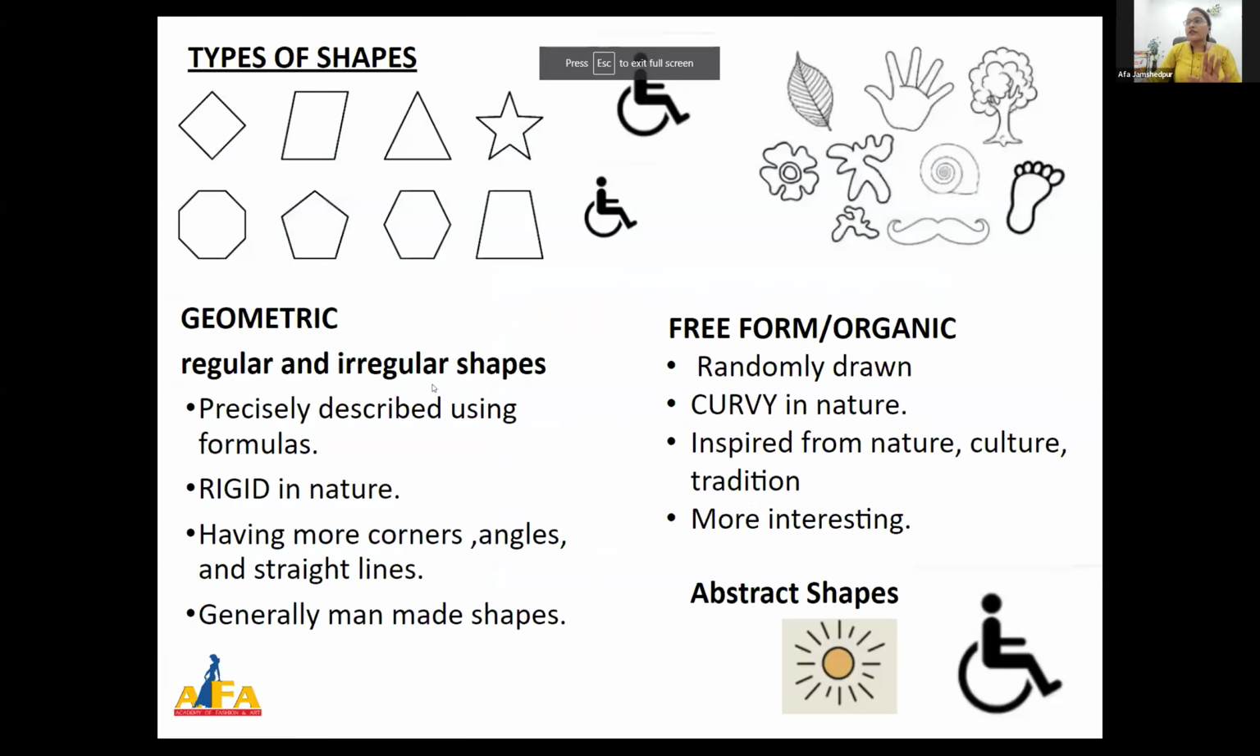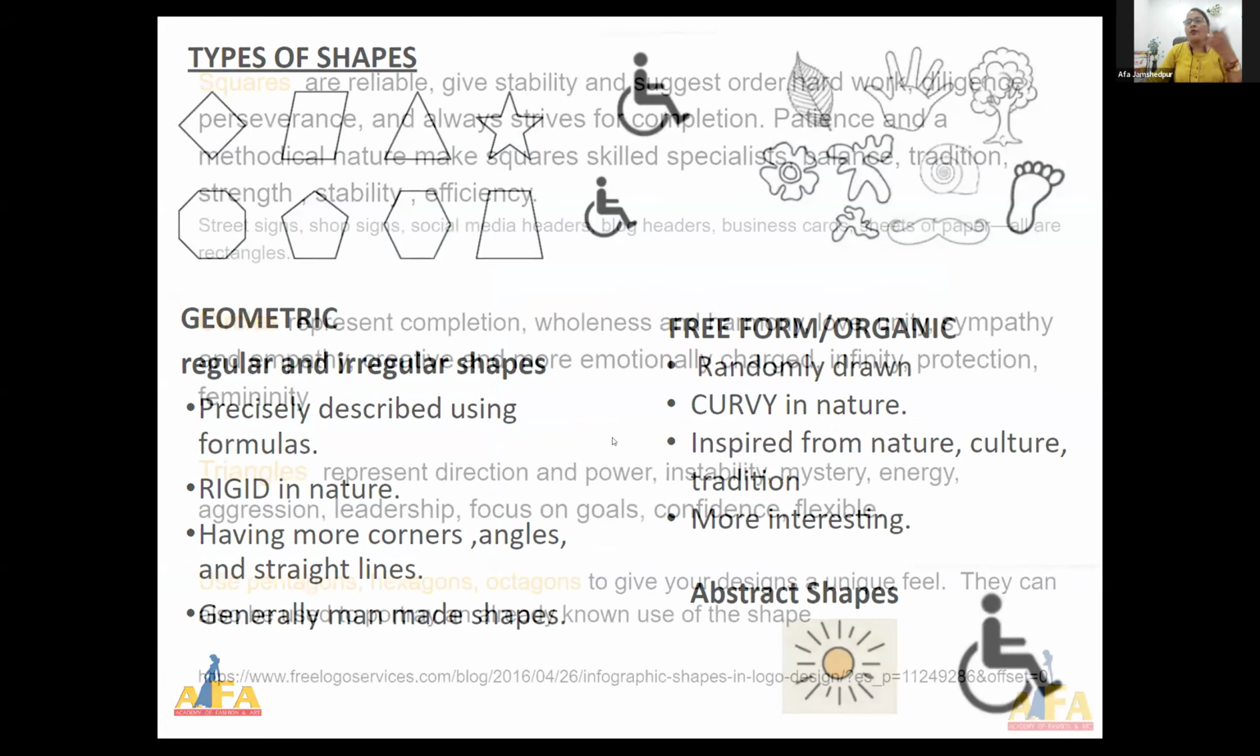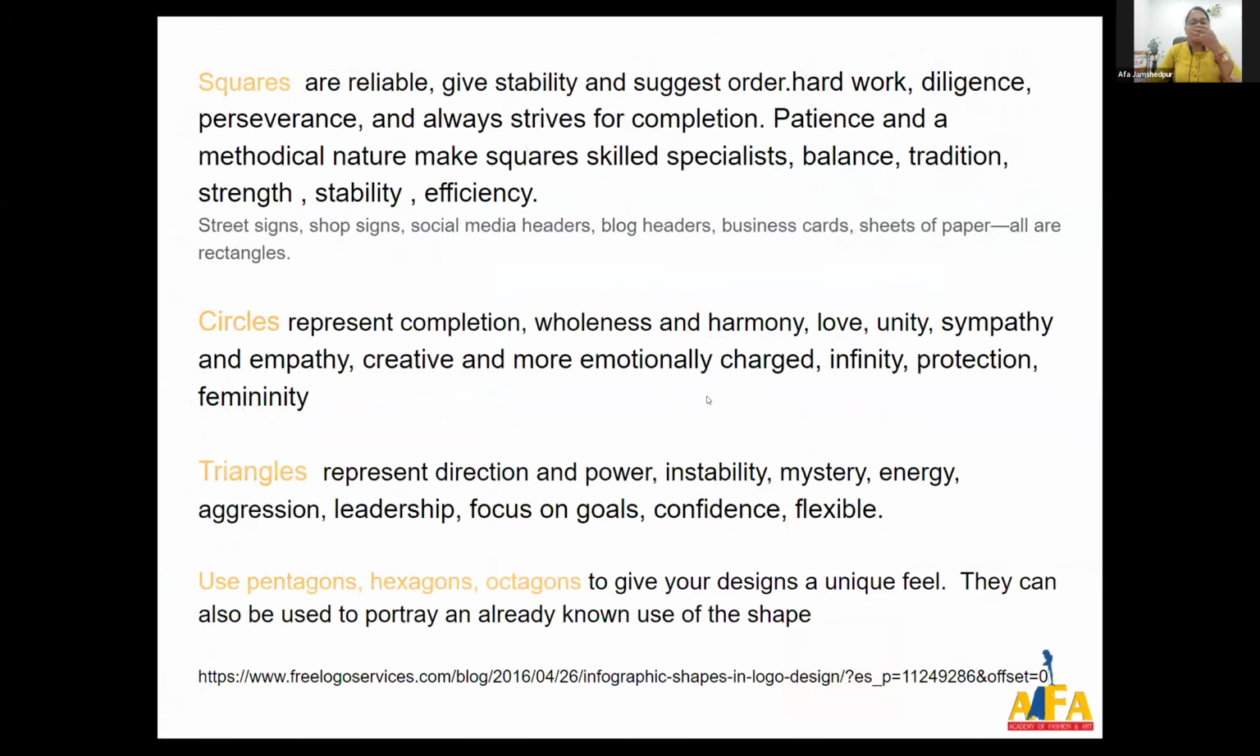Now see, this is what I already told you. Now see these abstract shapes, the physically handicapped symbol or the sun rays. These can be a combination of both the things. Now this slide is very important.